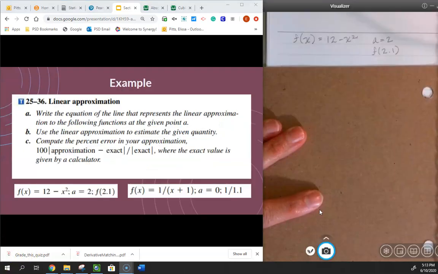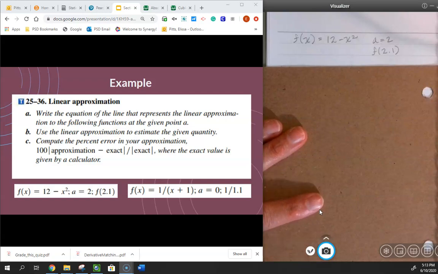You have several problems in your homework like this, 25 through 36, on linear approximation. It says A, write the equation of the line that represents the linear approximation to the following functions at the given point A. Use the linear approximation to estimate the given quantity. Compute the percent error in your approximation, which is 100 times the approximation minus the exact over the exact, where the exact value is given by a calculator.